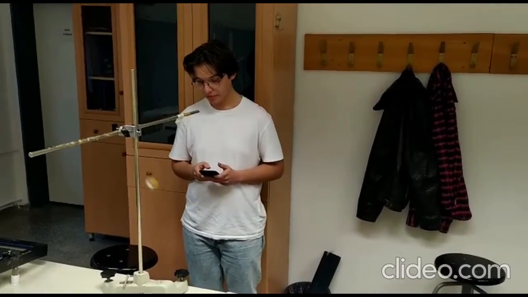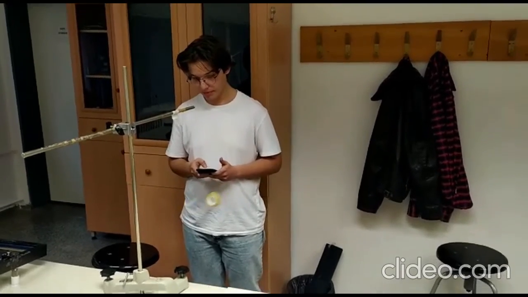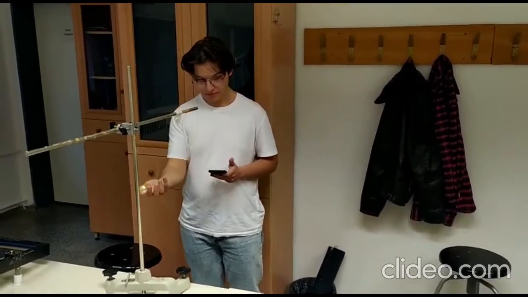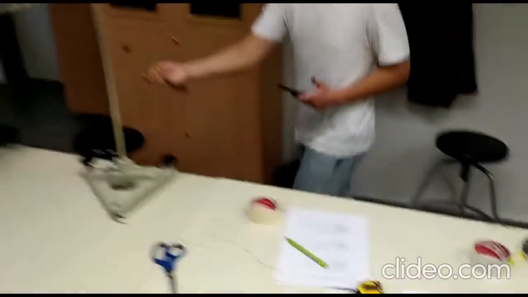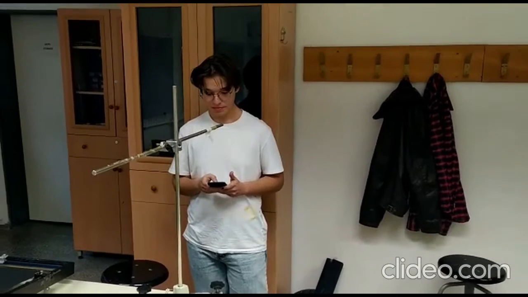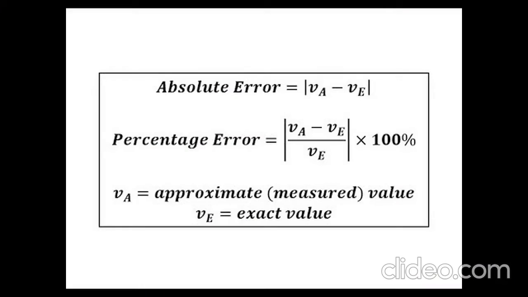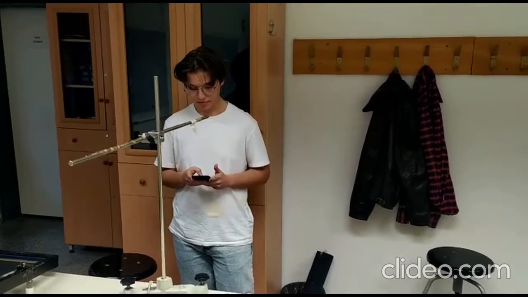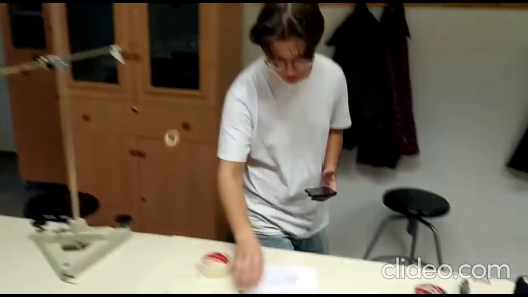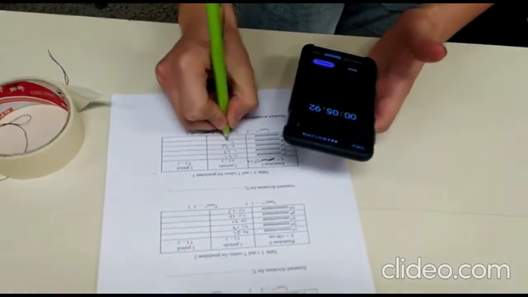Here you see me using the simple pendulum and recording the period data for further calculations of gravitational acceleration g. According to those calculations, I'll use the error rates formula as I mentioned before, and I'll get three different error rates for the different simple pendulums.